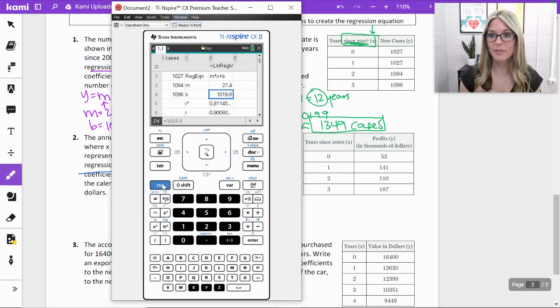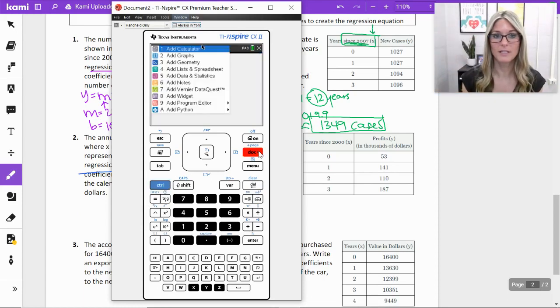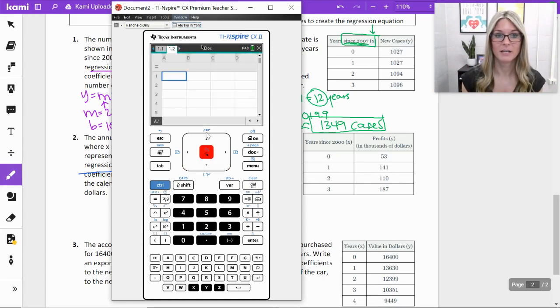From here, I can do a couple of things. I can go from the home screen and start all fresh over, or you can do Control Document to give you a new tab at the top. Again, we're using lists and spreadsheets here. Notice now I have a new tab at the top, 1.2. I'm going to plug in 0, 1, 2, 3. Column B, 53, 141, 110, and 187. Let's name them.